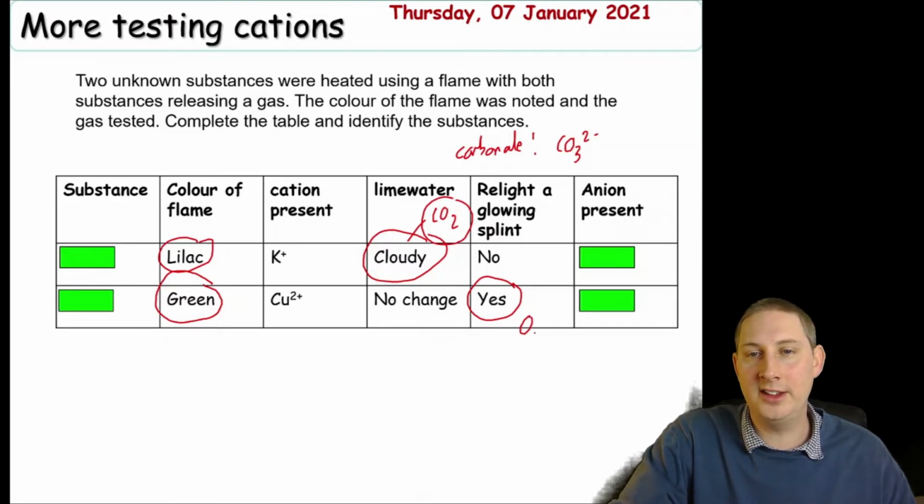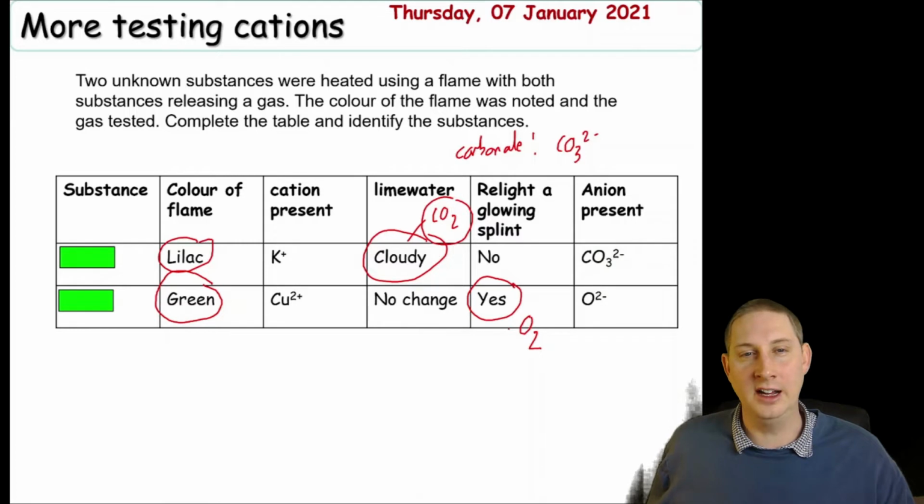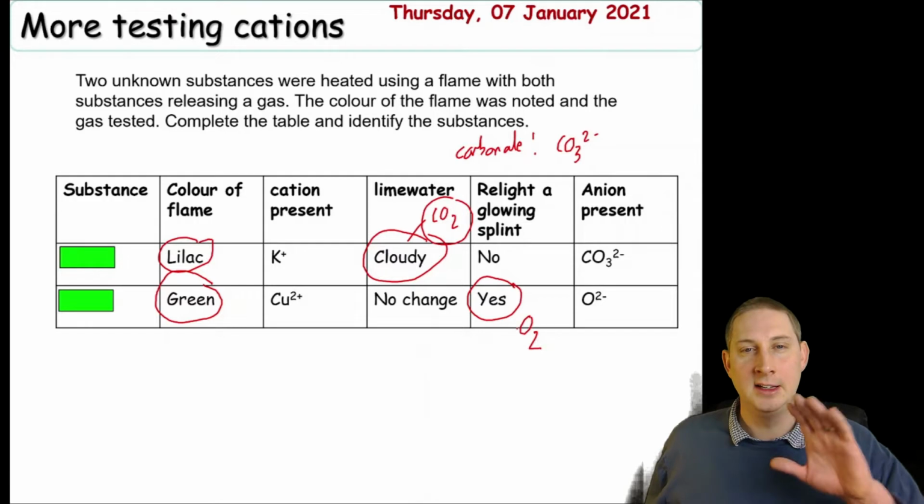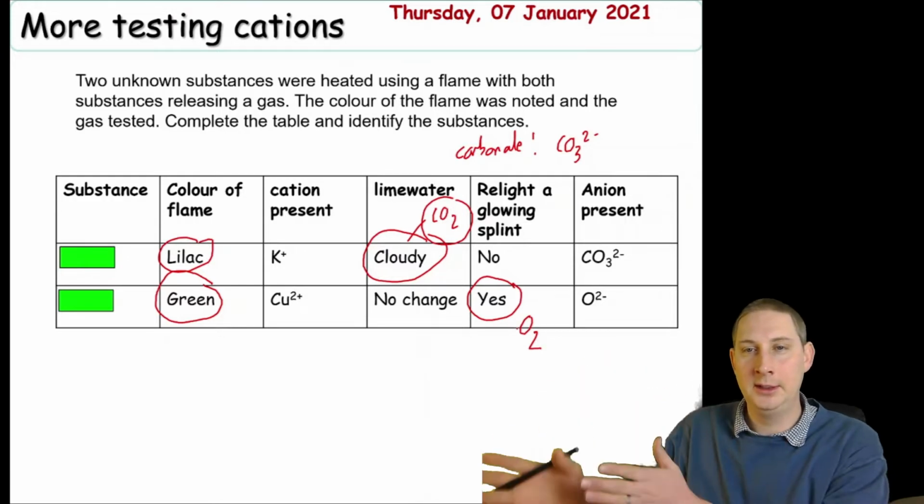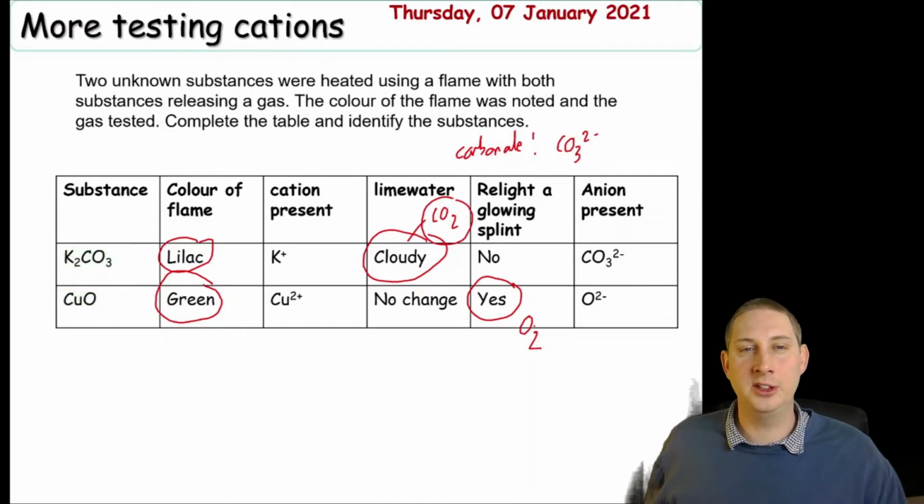You probably identify this as oxygen. You're probably not entirely sure what's going to give off oxygen gas when heated. Well, not surprisingly, an oxide might give off oxygen gas. So our first substance we've tested separately contains potassium and carbonate. Our second substance contains copper and oxygen. So not surprisingly, the first one is potassium carbonate, the second one is copper oxide. It's a simple example, but this is the sort of thing you need to do in this topic.